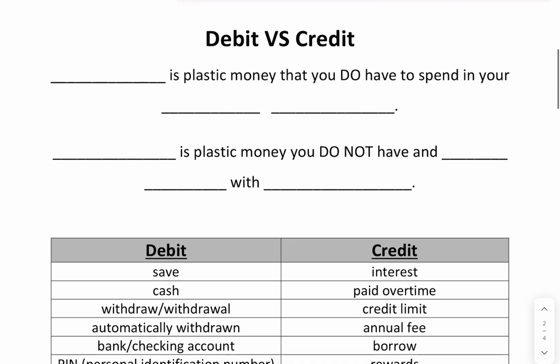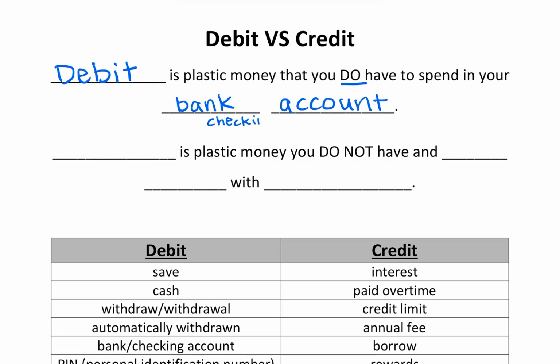All right, so again, you should hopefully know a little bit about debit and credit. So the first thing we are going to discuss is debit. Okay, hopefully you have heard of a debit card. A debit card is plastic money, so a card that you do have, and it is in your bank account. Okay, so it is your money, and it is in a bank account. Okay, that could also be called a checking account. And some of you even have heard of savings accounts.